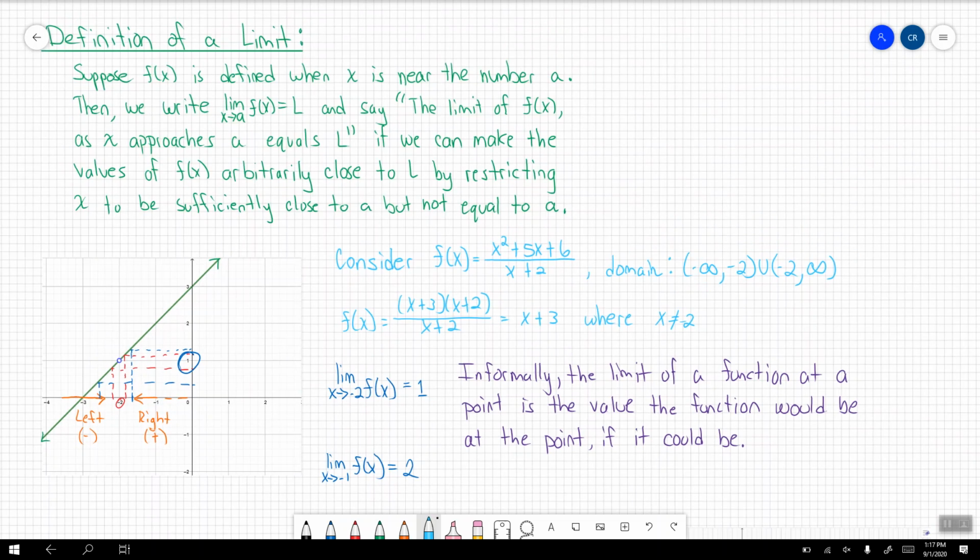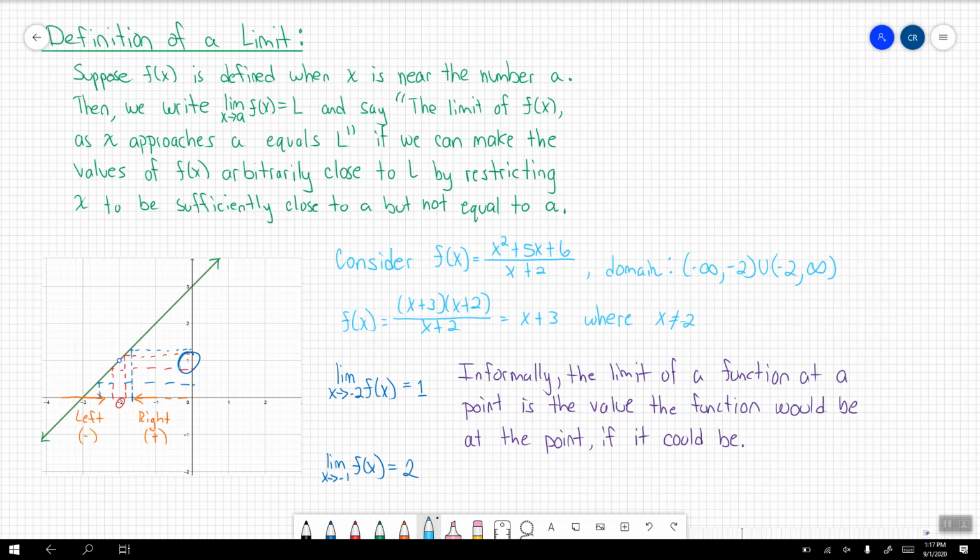Well, what that means is the function on the left is the graph of f of x. And notice I've circled the x value of negative 2 because I want to investigate what is the limit as x is approaching negative 2 for my function f of x. There are really two ways to approach negative 2: from the left, which we'll denote as a minus sign, and from the right, which we'll denote as a plus sign.